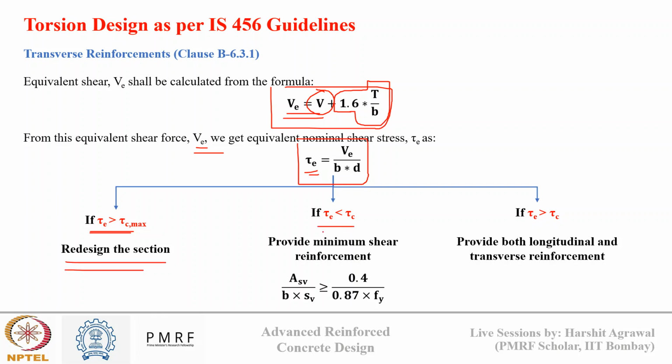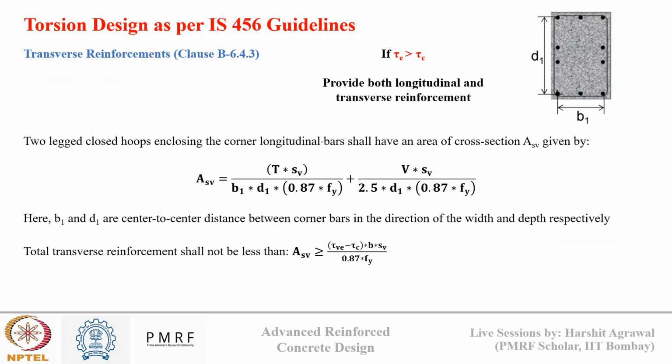If it is less than tau c, then we need to provide minimum reinforcement by this equation that we have seen earlier. And if it is more than tau c, then we need to provide both longitudinal and transverse reinforcement. Okay, how do we design for transverse reinforcement? For this, code has given this formula.